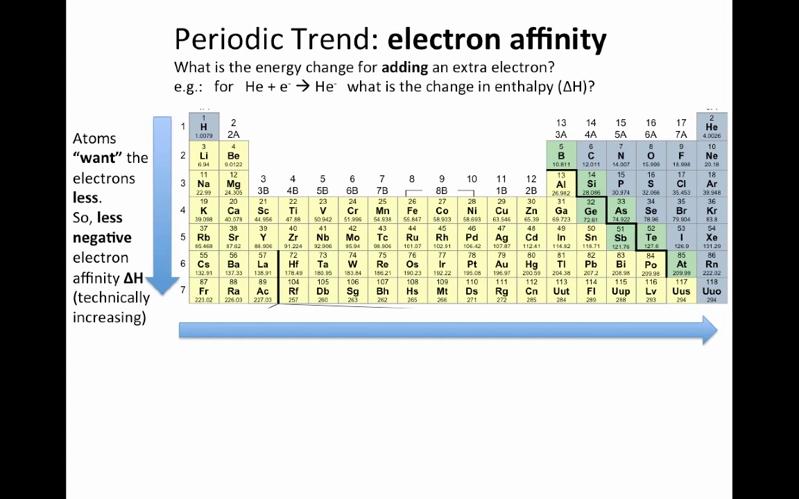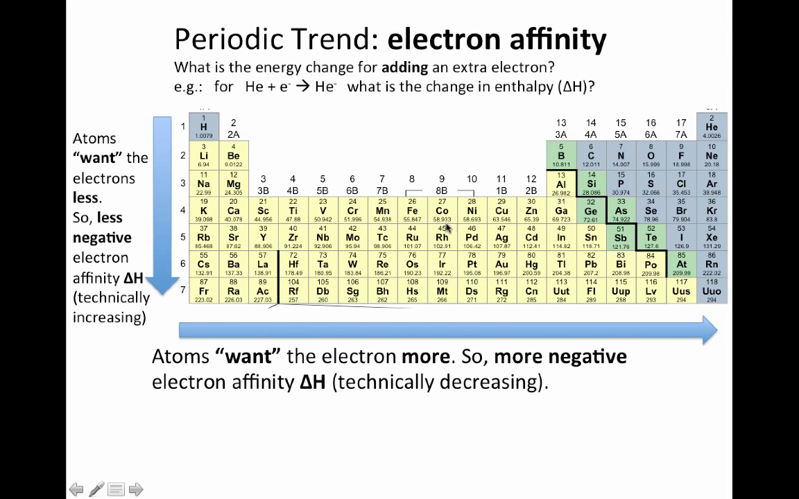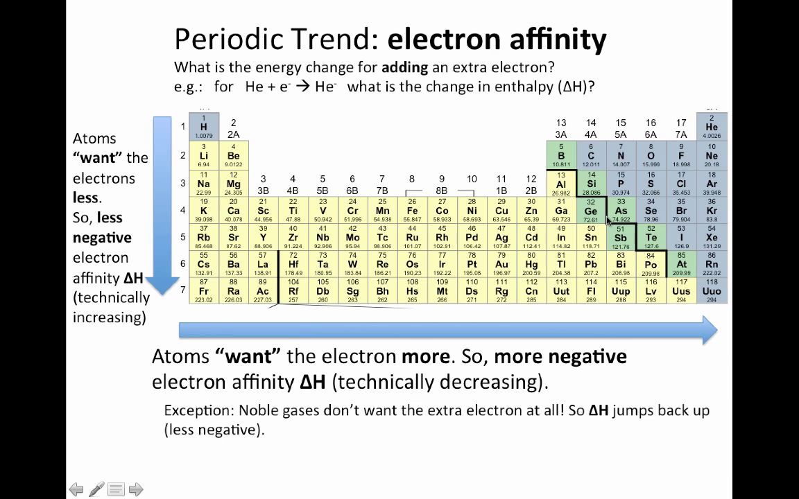All right, from left to right, what would you expect? Do the elements want the electron more and more, or less and less as we go from left to right? Okay, remember there's more and more protons, so you've got more and more positive pull on those electrons, and so the atoms want the electron more and more. So we have a more and more negative electron affinity, which technically is decreasing, but we'll just say more and more negative.